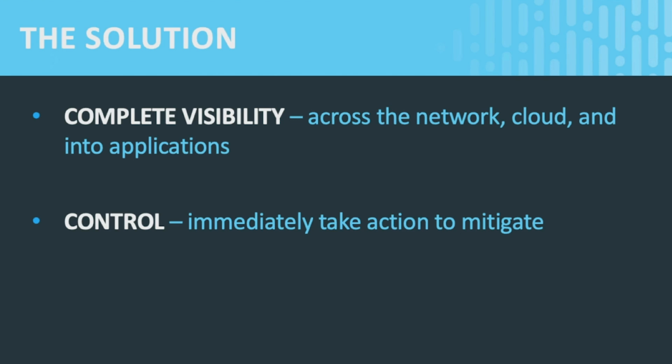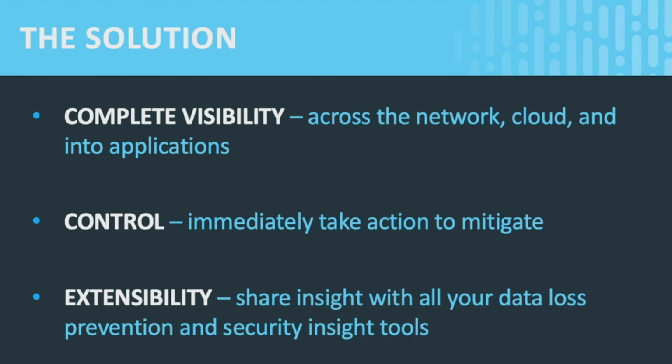Second, we need control. We need to be able to immediately take action to mitigate when we find something abnormal in our data center or in our infrastructure. And then finally, we need some sort of extensibility, because once we have this data, in most cases, there's not one single tool that's the silver bullet that can fix everything. So we need solutions that can help us share insight with all of our data loss prevention and security insight tools. And so I'm thankful today that we have our special presenter, Mr. Basan Khan from Gigamon.